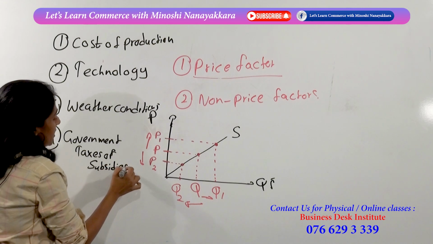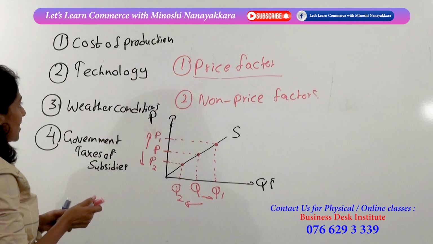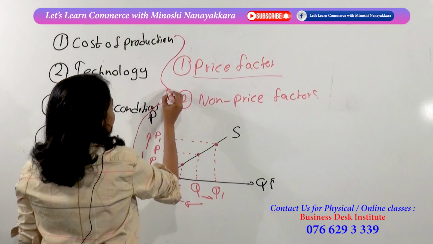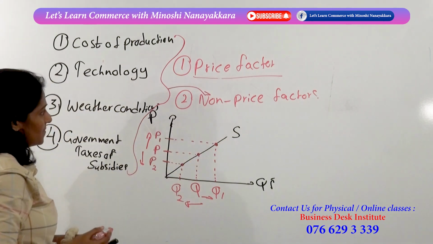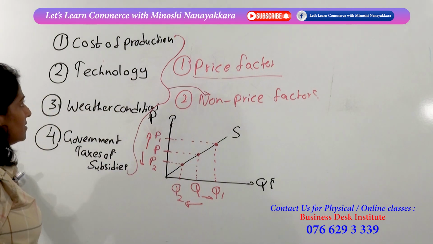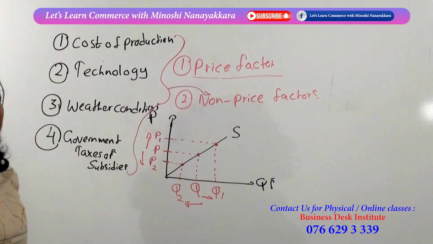Right, now if we go with this first, cost of production, we all know now all these things come under what? All these things come under these non-price factors. Okay, right, now we'll see, right, one by one what are those and how these affect our supply curve.